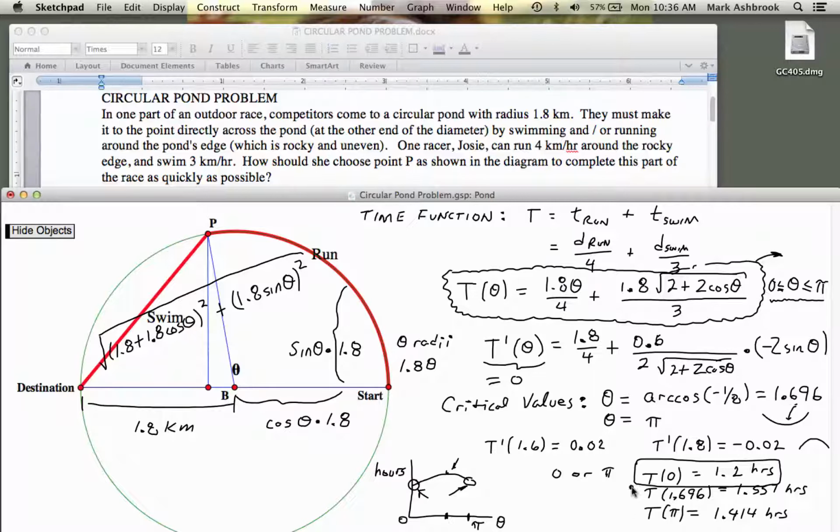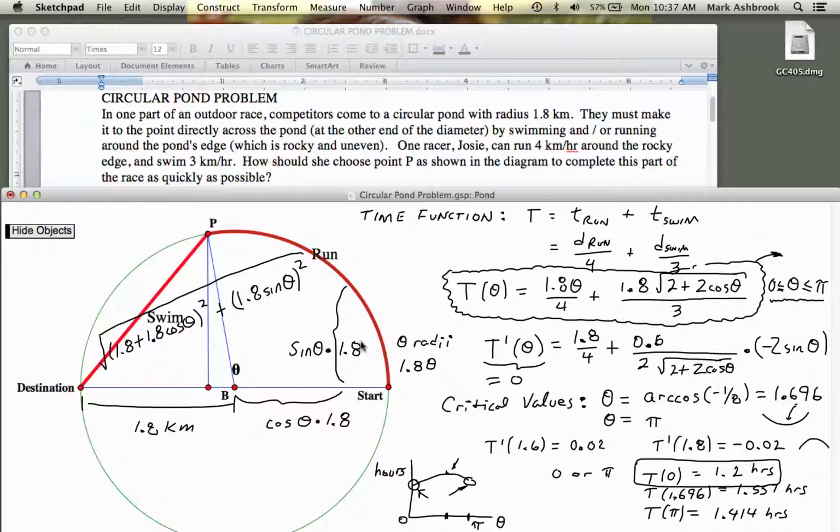So that's the conclusion that we make: up to this point we've just assumed that a local max or local min gave us the true max or min in a given situation. Well, that's not the whole story. The whole story is that you need to check the endpoints of your domain, because those could possibly be the solution to your problem. Okay, so that solves the problem: she should swim straight across, choose an angle of 0, just swim straight across for a minimum time in this part of the race of 1.2 hours.